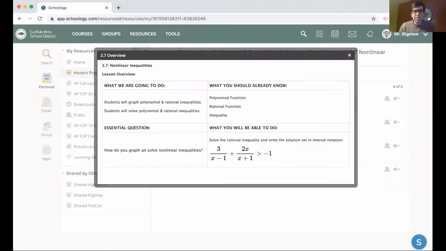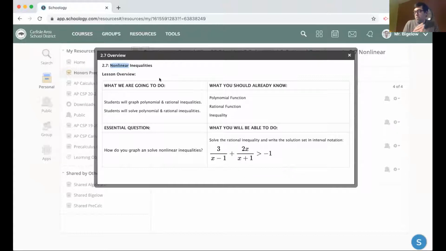Today we're going to be learning lesson 2.7, Nonlinear Inequalities. So let's break down that term for a second. Nonlinear meaning not a line, right? So this is going to be expressions that are not in the form y equals mx plus b, or it'll be different than just an x term and a constant term, like it won't be something x plus something.